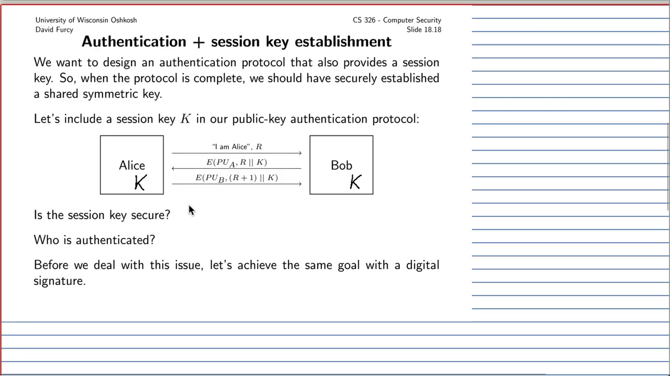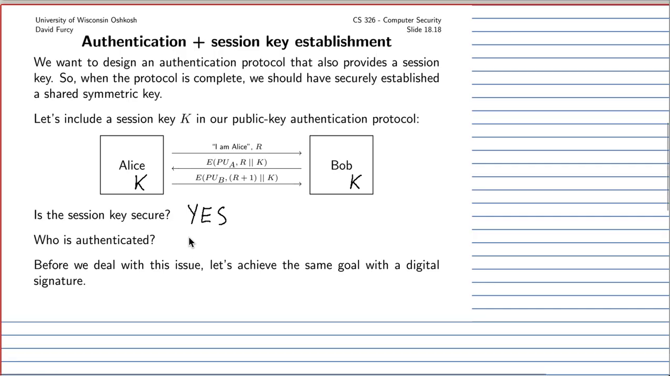So the first answer is yes. The key has been securely established because Bob is the one that randomly generated it, so he knows it. Alice was able to obtain it, as we just described, and the key point is nobody else should be able to get it because it was sent twice, and in each case it was encrypted with the public key of the parties. So the only people who can decrypt it are the people who know the respective private keys. So that's a good feature of this protocol. Session key establishment appears to be secure.